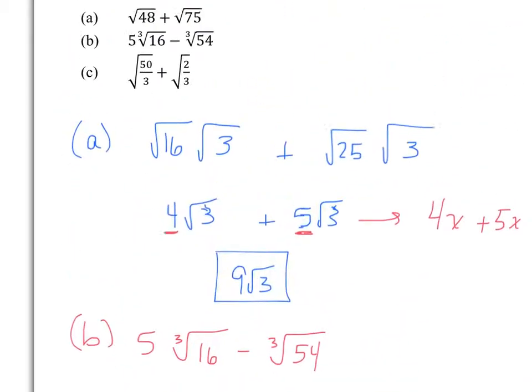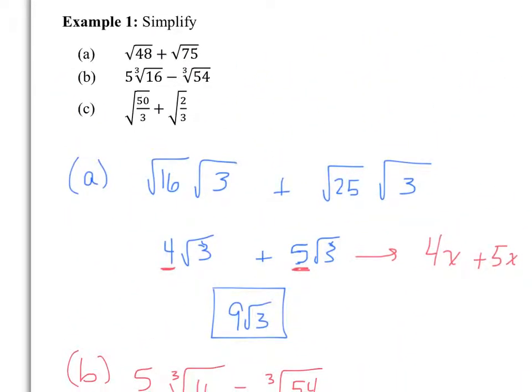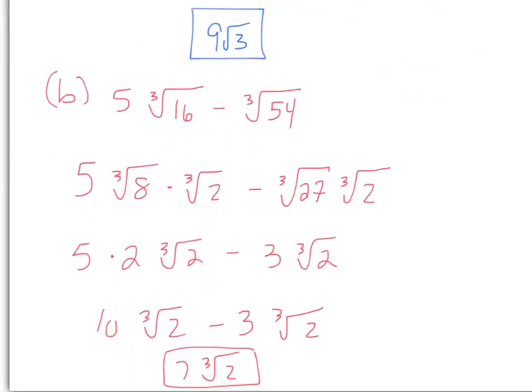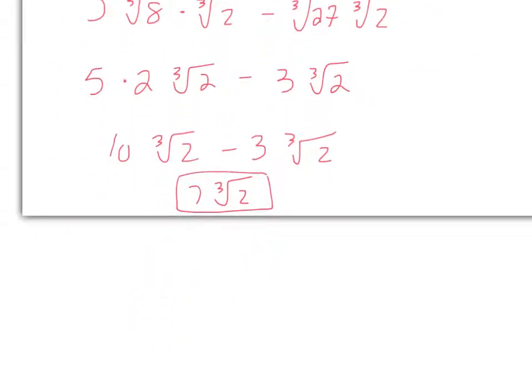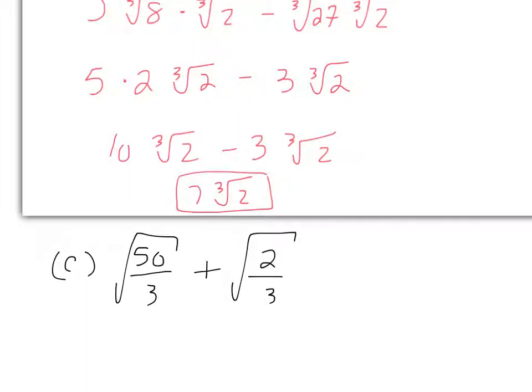And in the third example, let's take a look. We have the square root of 50 over 3 under the radical, and then the square root of 2 over 3 under the radical. And this is up to you which way you'd like to start it. You can start this one by trying to rationalize. You can break it up, take a look at it that way.